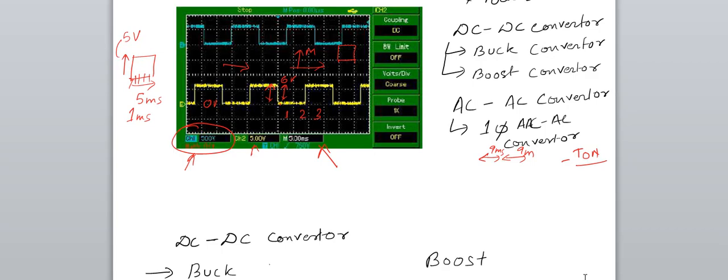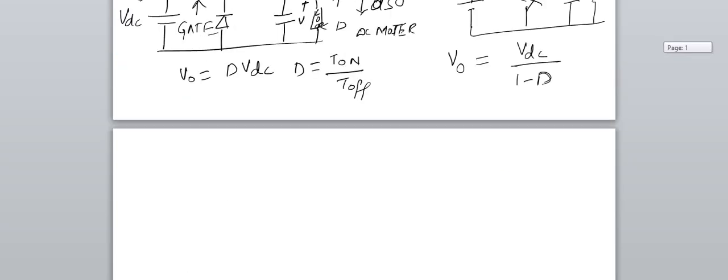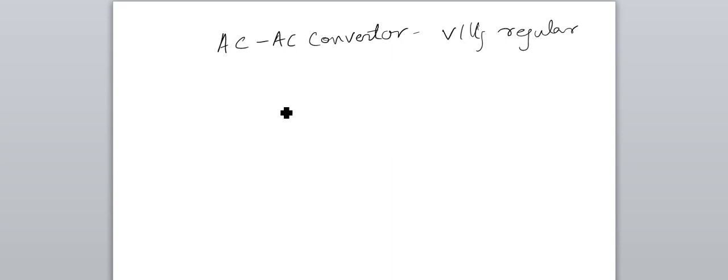So for an AC to AC converter, that is your single phase. Basically we are going to use our AC to AC converter. That is also a voltage regulator. This is also called a voltage regulator. So here basically we will use an AC waveform. What we are doing is taking an AC input and converting it to AC only, but there will be a delay.